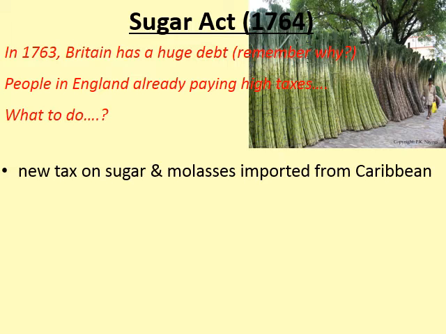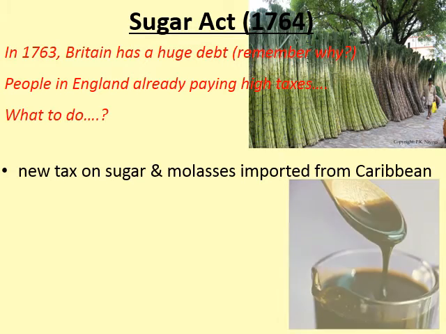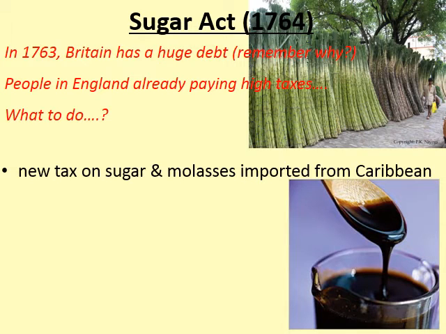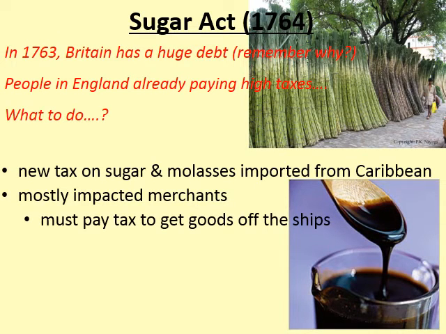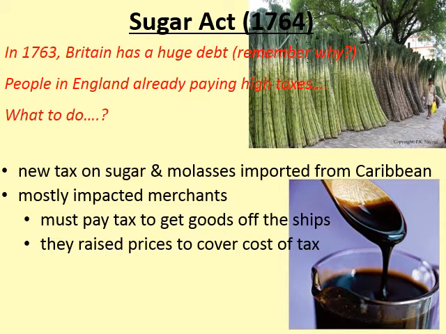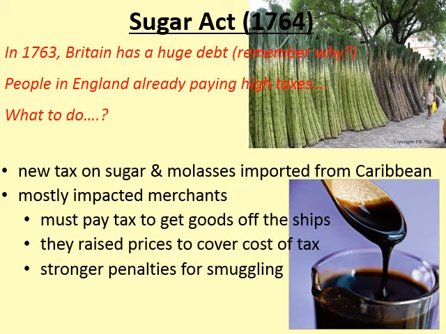Of course, sugar gets used for things like drinks and baking. Molasses, there are at least a couple of things we use molasses for. They would have used molasses for. So it's a new tax that colonists will have to pay, but it's really mostly on merchants, people who import those things. They'll have to pay the tax to get things off the ships, and then what they do is increase the price a little bit to cover the costs that they had for the tax. And this law also made it harder to smuggle. That's a great word for sneaking things in.